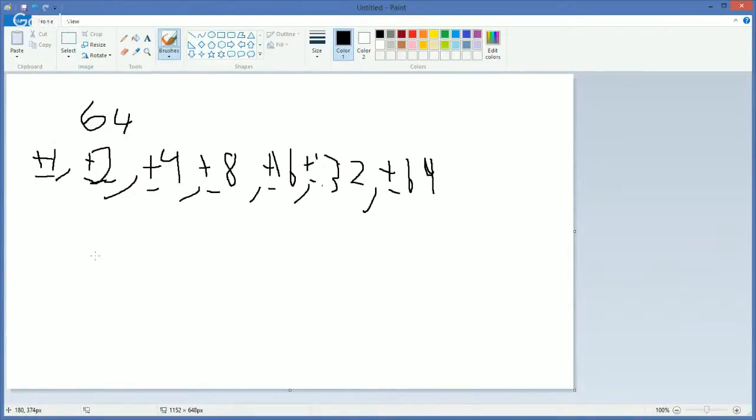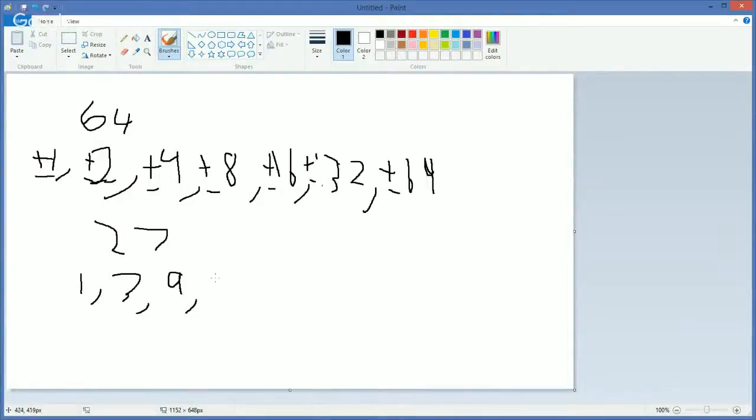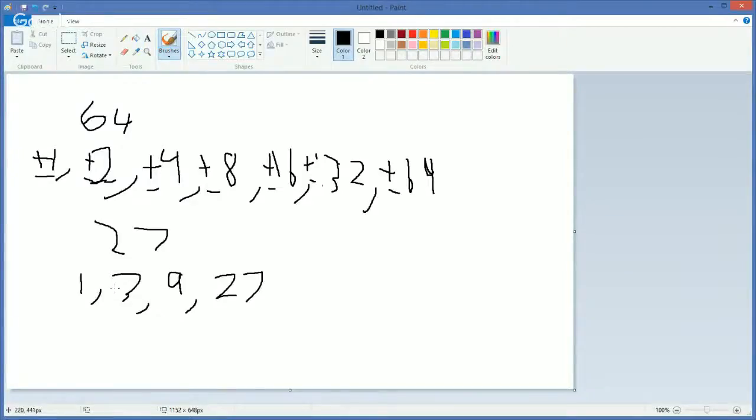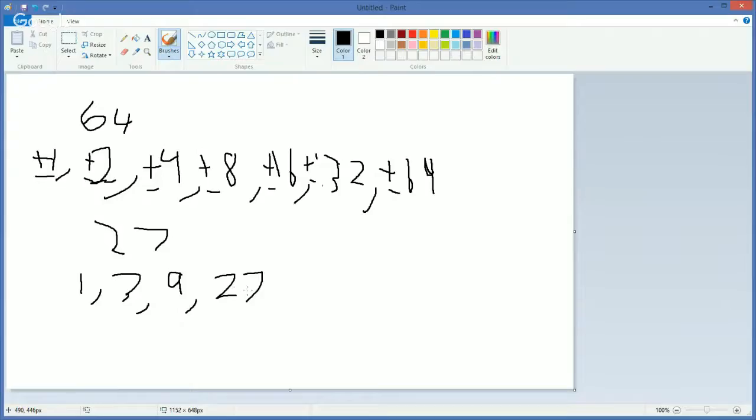Let's try 27. So with 27, it'll be 1, 3, 9, 27. It won't always break down this way, but basically the point is that each of these numbers multiplies together to get 27. Or you could have, let me think, 36 might be another one, which will give another example here. Let me put this here.